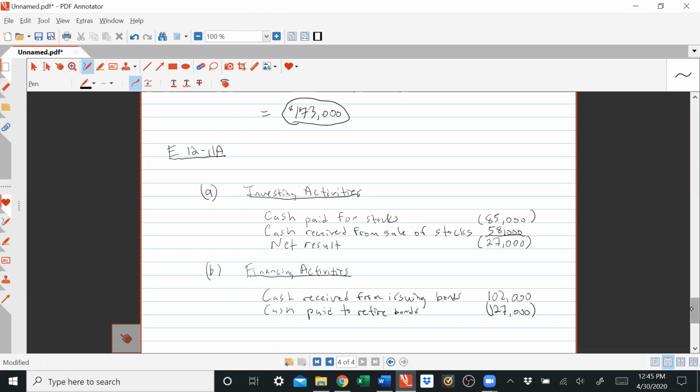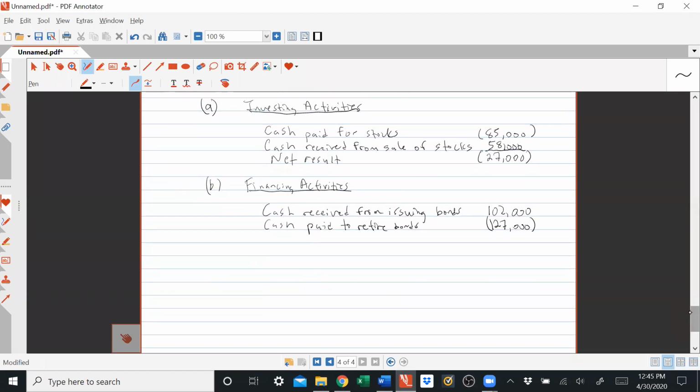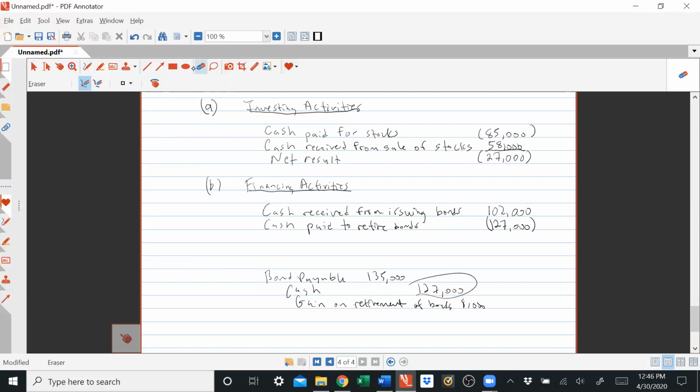So only an outflow of $127,000 to retire the bonds. Right, the journal entry would have been bonds payable debit for $135,000, credit cash for $127,000, and they had to pay less in cash to satisfy the liability, so there's a gain. Gain on retirement of bonds, $8,000. That's the journal entry, and we got the cash amount.